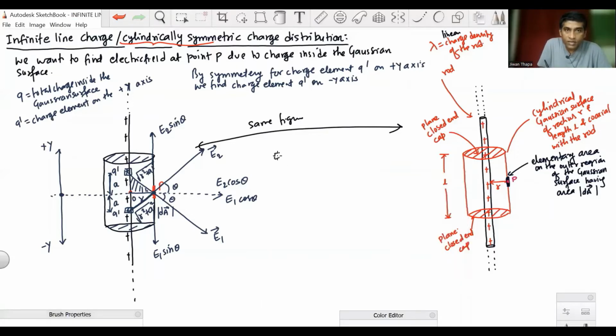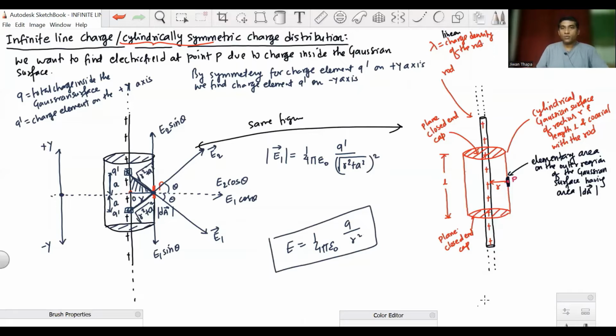Now what we find, magnitude of E1 equals 1 by 4 pi epsilon naught q dash divided by the square of this distance, which is under root R square plus A square whole power 2. This is the general formula for electric field, 1 by 4 pi epsilon naught q divided by R square. Okay, so we have this.